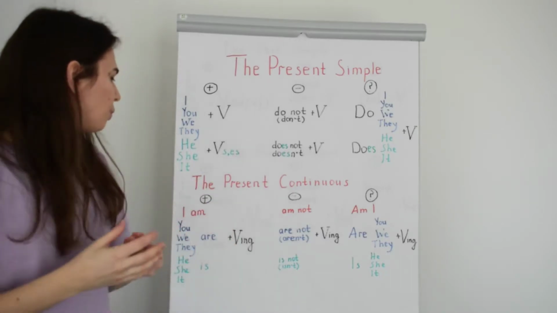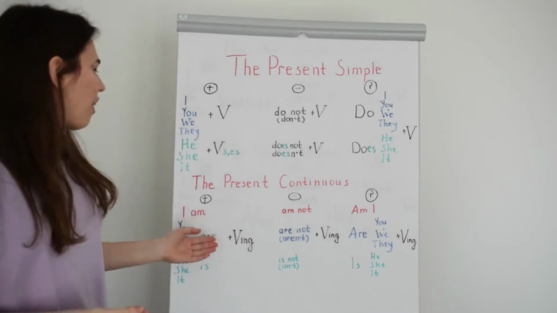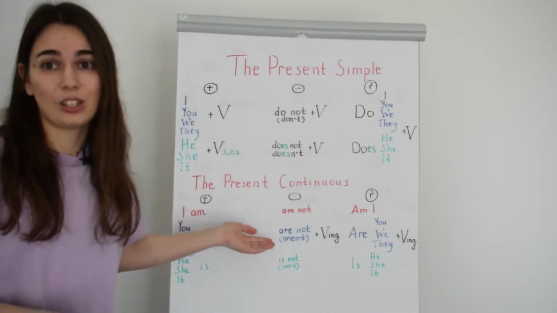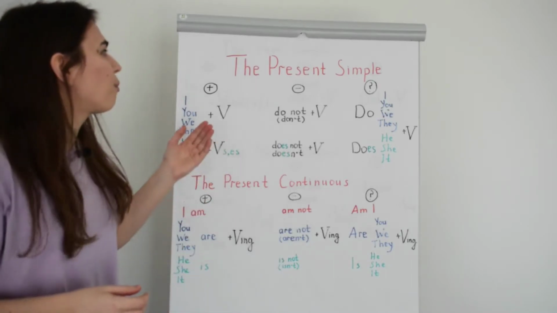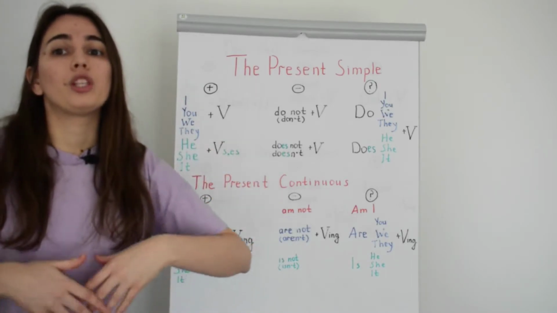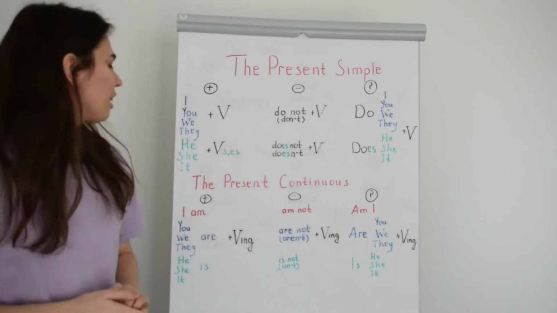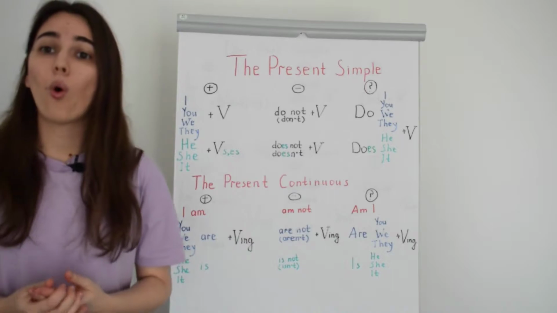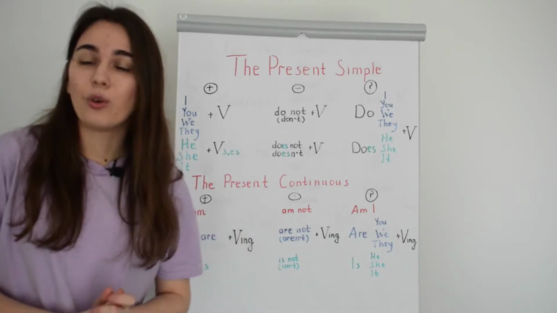If you do something at the moment of the speech, then you use the present continuous tense. And this is how it differs from the present simple when we talk just in general about things. So I am cooking or I'm reading something right now.